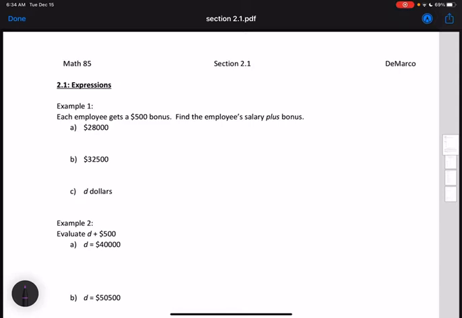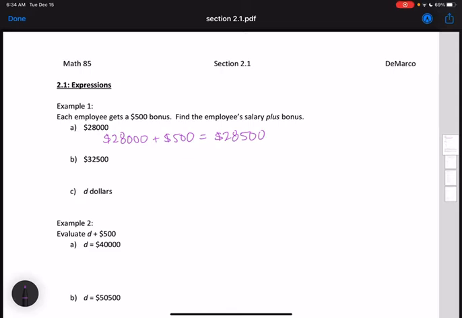So plus would mean add, right? So we'd have that initial 28,000. Oops, sorry, 28,000. There's an extra zero there. There we go. Plus that $500, we would end up with $28,500.